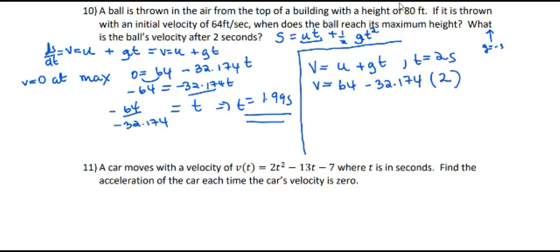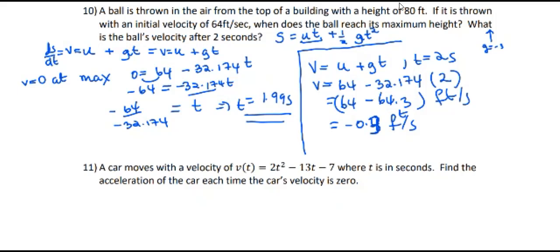And then if you work this out, you'll get 64 minus 64.3. And this is obviously feet per second. Well, this comes out to negative 0.3 feet per second, my bad, negative 0.3 feet per second.